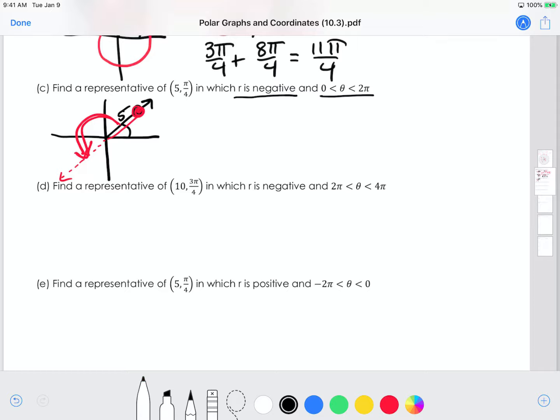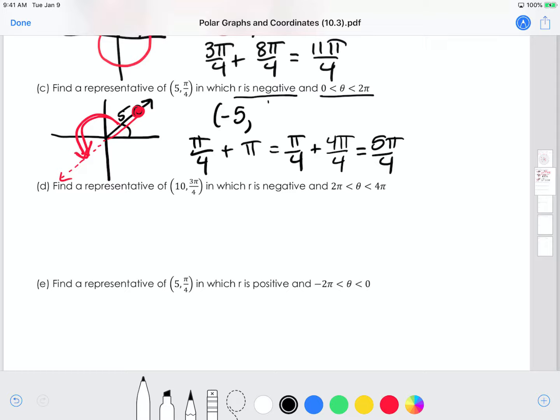So in order to get my r to be -5, I need to add pi instead of 2 pi. I want to add a half a rotation. So I'm going to take pi over 4 and add pi. So I need to come up with a common denominator, and I'm going to add 4 pi over 4, which is still pi, and that gives me 5 pi over 4.